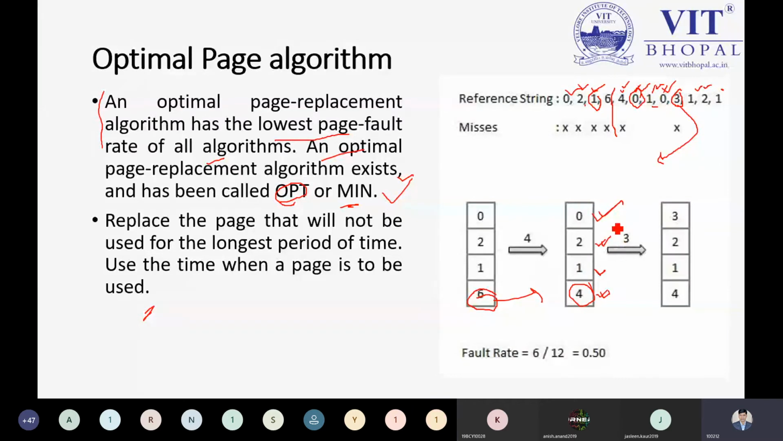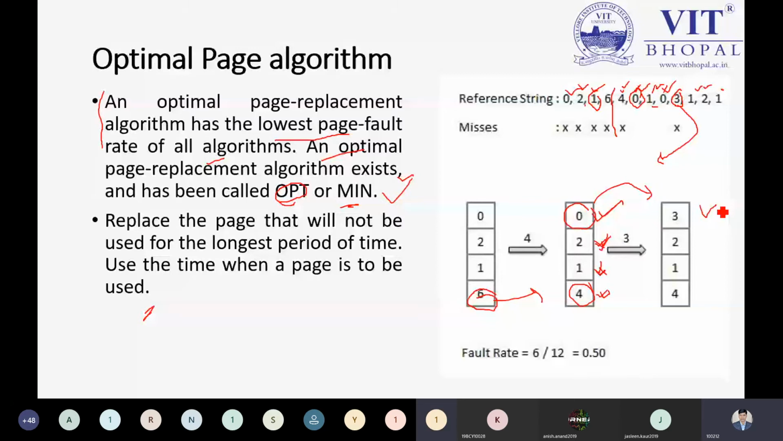Now come to the point among 0, 2, 1, 4. We will not touch 0, 1 and 2 because they will come again, so the competition is between the two values 0 and 4. It is noted down that 0 is the value which is not being used for the longest period and will not be used next time, so it will be replaced by 3. That is why it is known as the optimal page replacement algorithm. First you need to look at how many times a value will come, and if it is not used for the longest period, it should be replaced. These are the two conditions we need to keep in mind while solving the optimal page replacement algorithm.